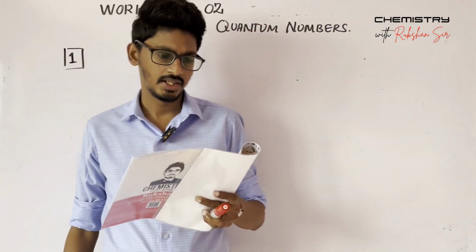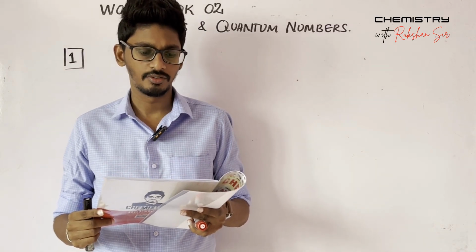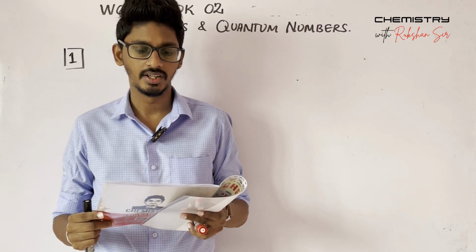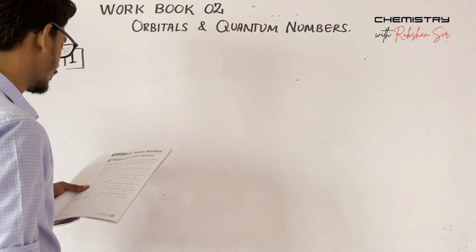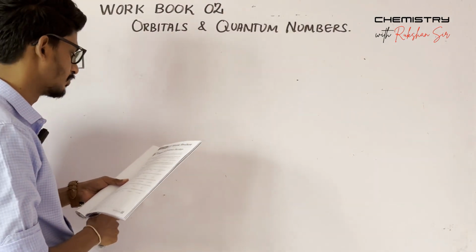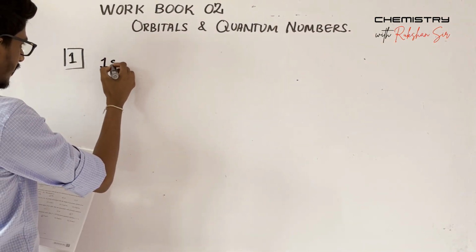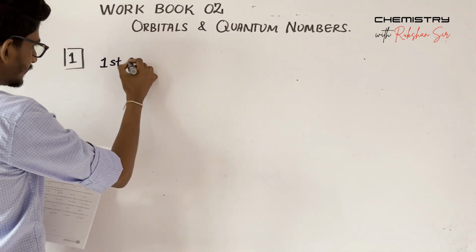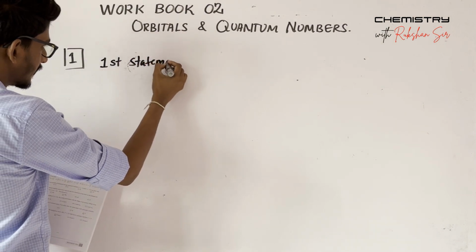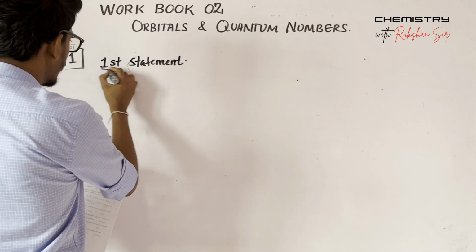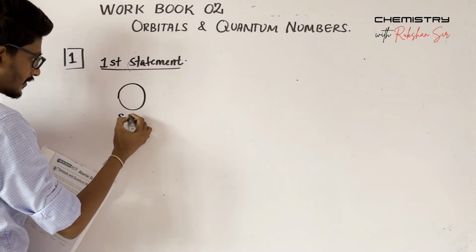The first statement says the shape of the electron density distribution of the 1s orbital of the hydrogen atom is spherical. Yes, we know we have 4 types of orbitals. This is about the first statement. We have 4 types of atomic orbitals.